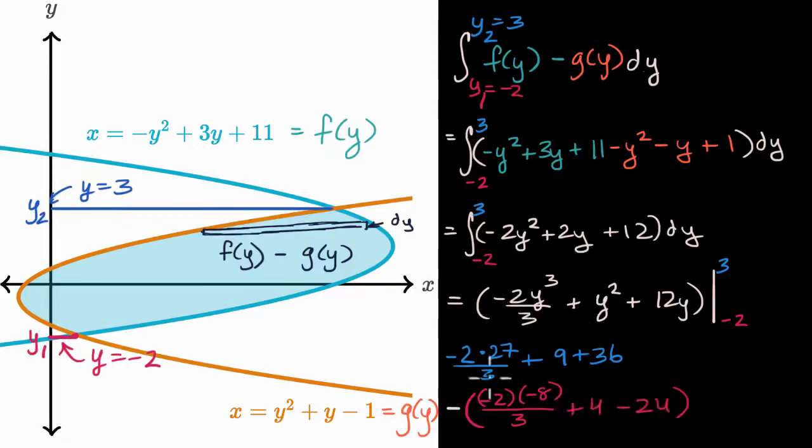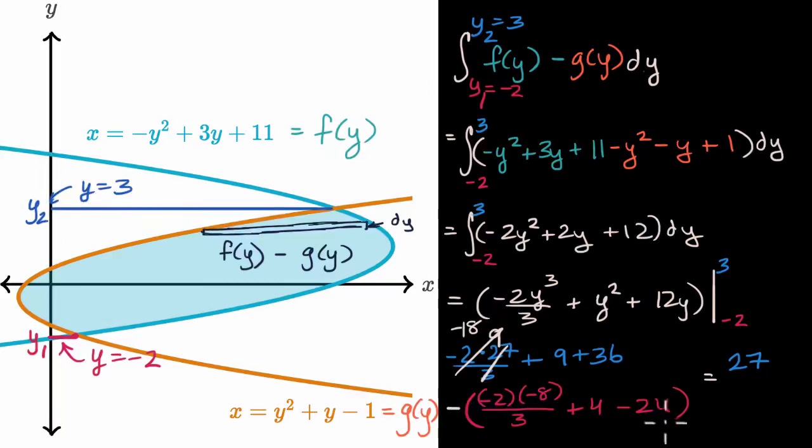So we just have a little bit of mathematics ahead of us. So let's see. This is going to be 27 divided by 3 is 9. So this is negative 18. Negative 18 plus 9 is going to be negative 9 plus 36. So the stuff in blue is equal to 27. Right? Did I do that right? Yeah, negative 18 plus 9. Yep, 27. And then all the stuff in red over here, this is going to be negative times a negative, so it's 16 over 3 plus 4 minus 24.